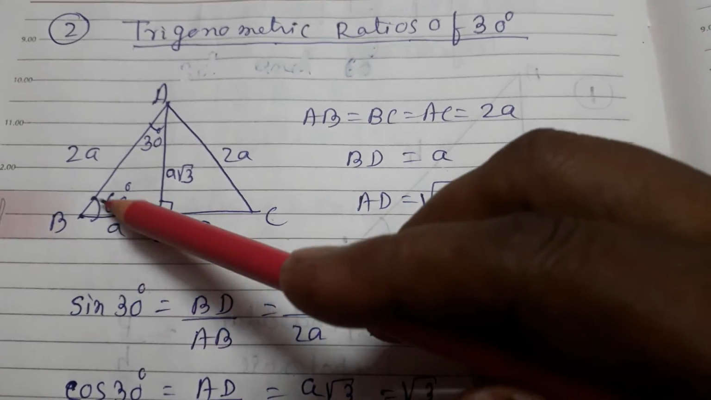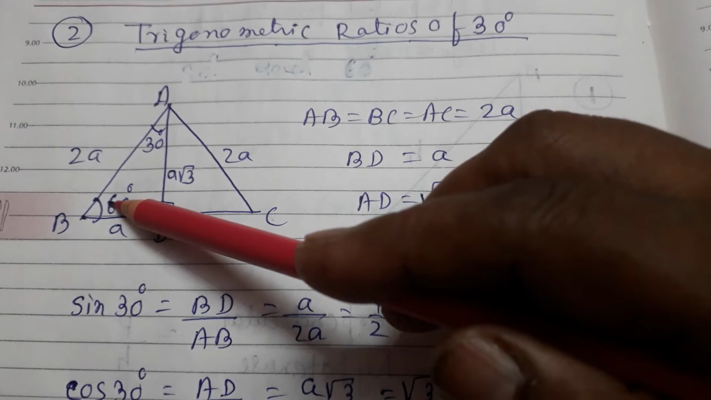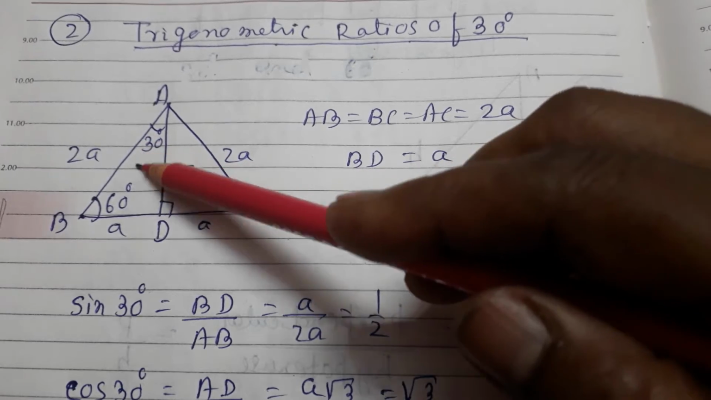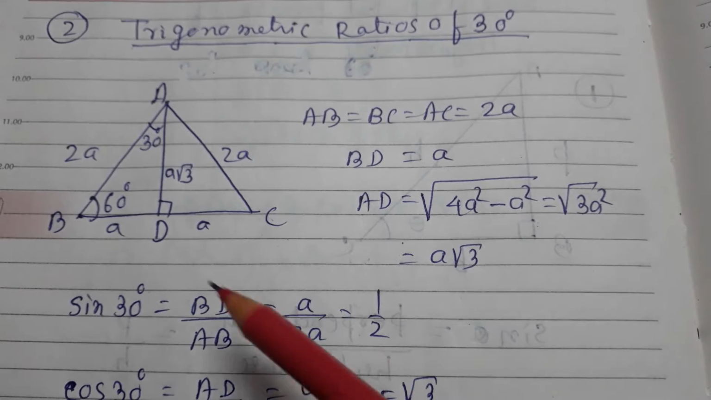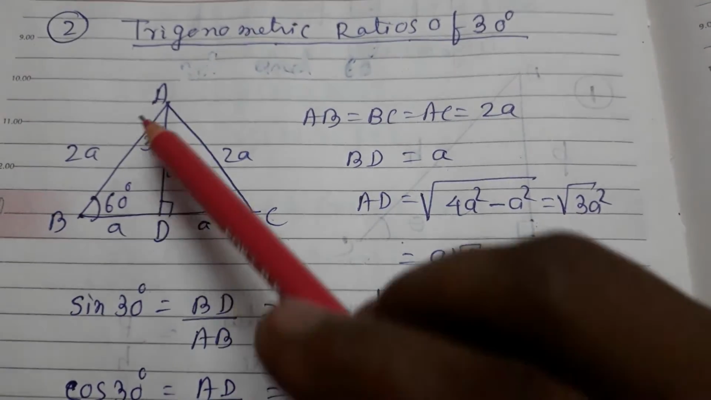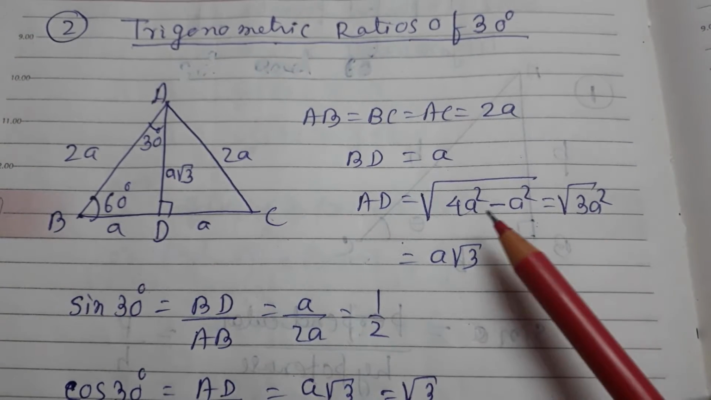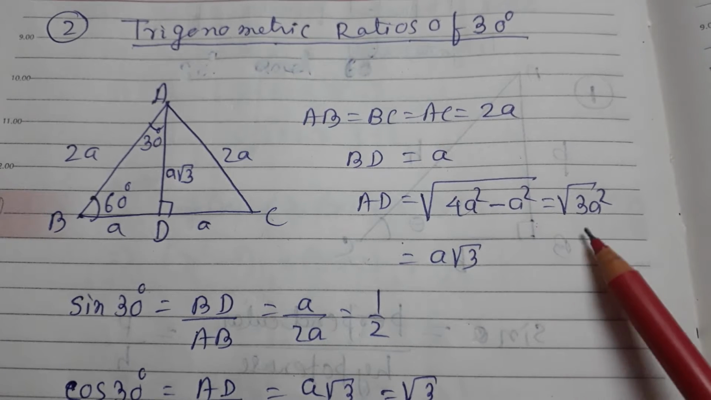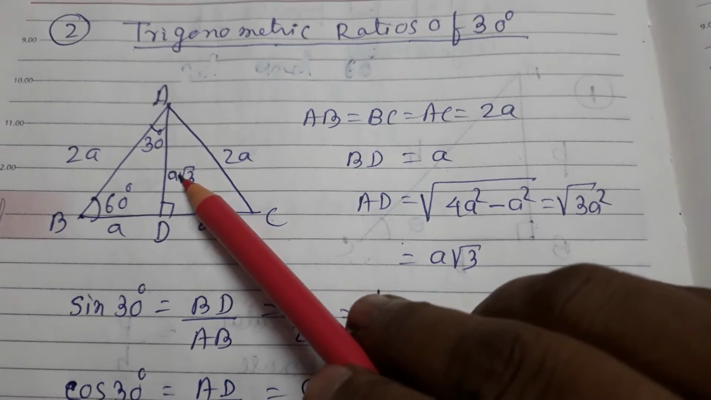In another way, in triangle ABD, this angle is 90, this is 60. So by the law of a triangle, it is 30 degrees, because the sum of the three angles of a triangle is 180 degrees. Now in right triangle ADB, AD equals root under AB square minus BD square by Pythagoras theorem. So 2A whole square, that is 4A square, minus A square, root 3A square, that is A root 3. So I have written here A root 3.